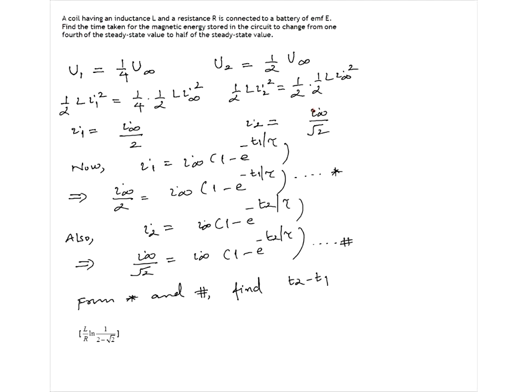I1 and I2 are related to time in this manner. I1 to T1, I2 to T2. The question is how much time has elapsed, right? It's T2 minus T1. T2 minus T1 is what we want. So in place of I1, put I infinite by 2. In place of I2, put I infinite by root 2.